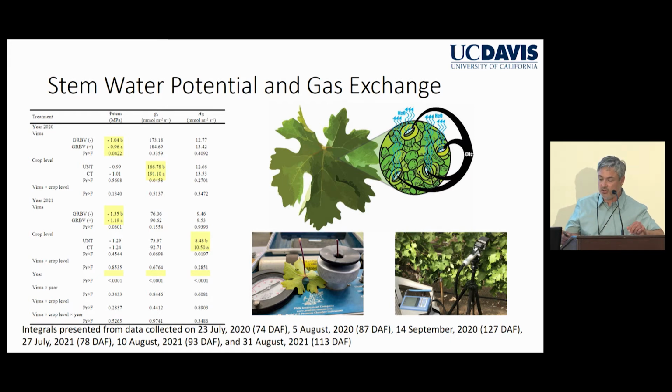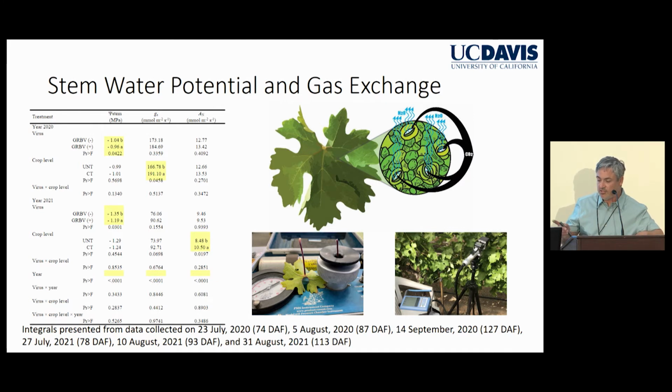And then the second column there on the left, you see the results for the stem water potential, which relates to the plant water status. And so for crop level, there was no significant effect on the plant water status. However, for virus, we've seen that the infected vines had less negative values, meaning that they had a better plant water status, which was quite surprising to us. But it will make sense as we move forward.